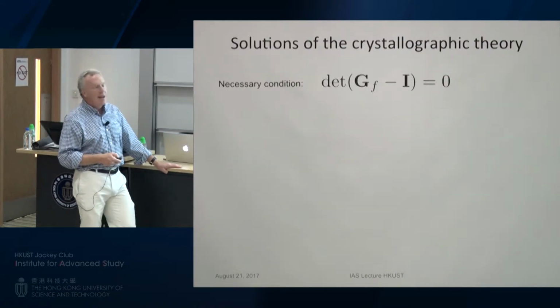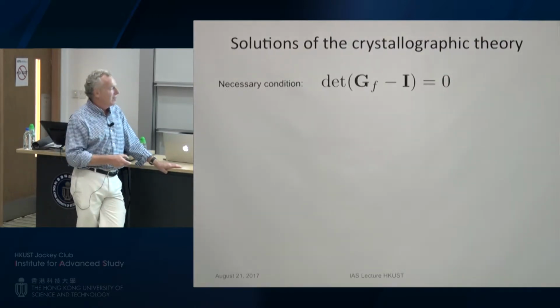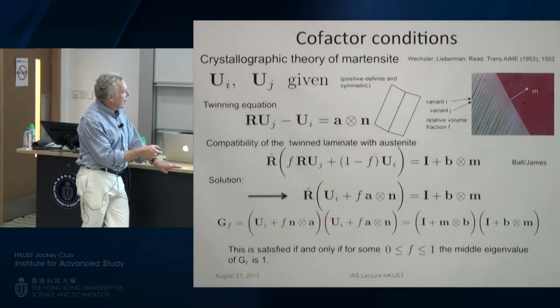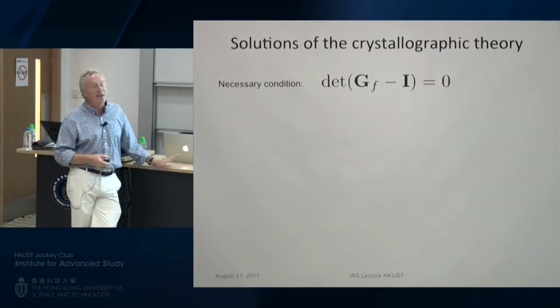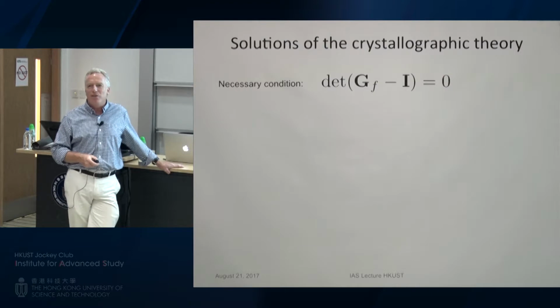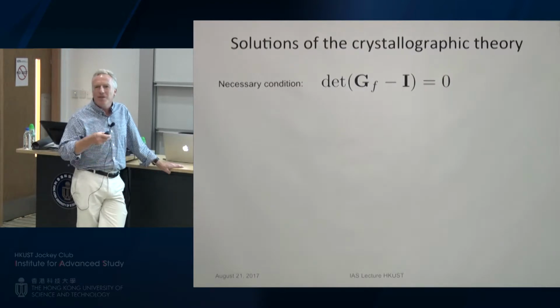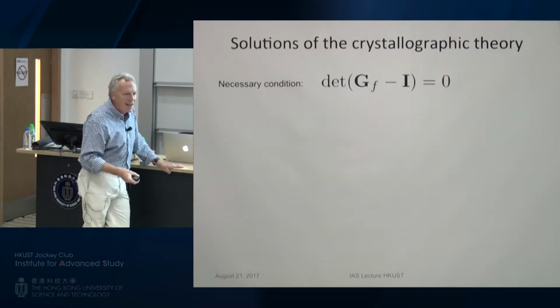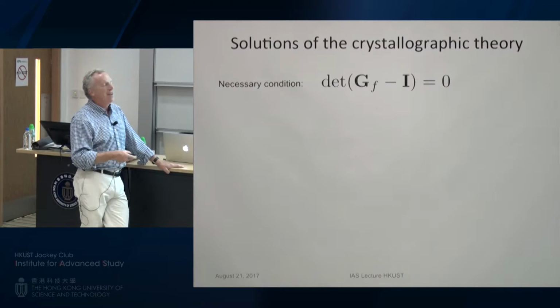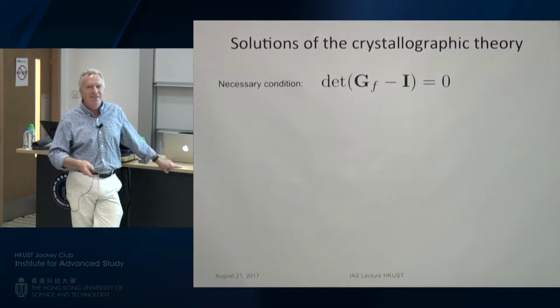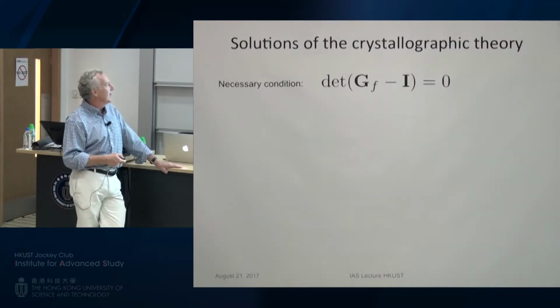Okay, so suppose you have a matrix. It depends on the volume fraction F. There's the matrix. And you want to figure out if its middle eigenvalue is 1. Well, you would subtract the identity and take the determinant, right? That makes sure that at least one of the eigenvalues is 1. Now you have to worry about whether it's the middle one. But okay, we start this way.